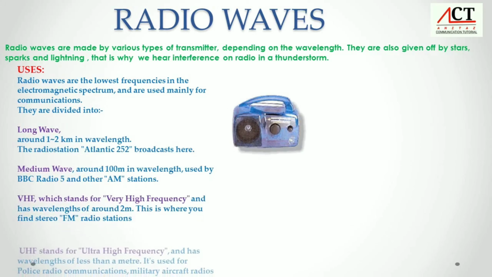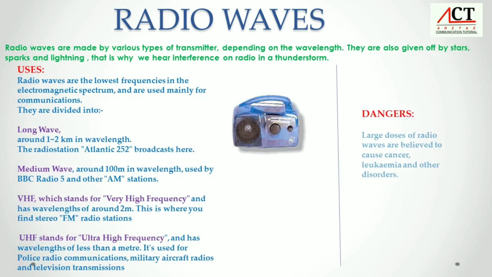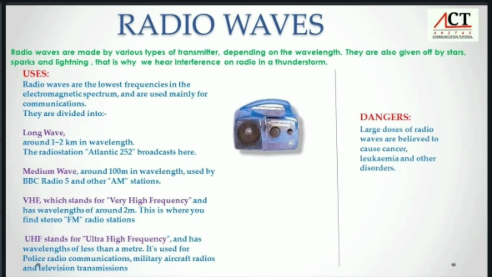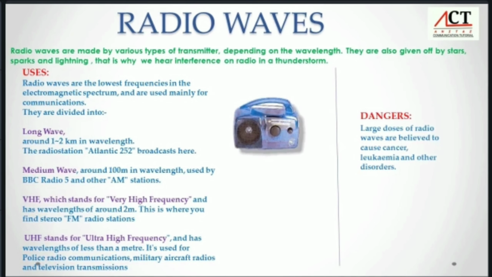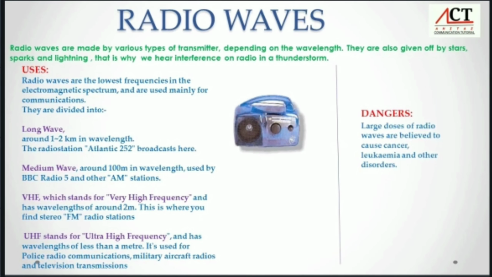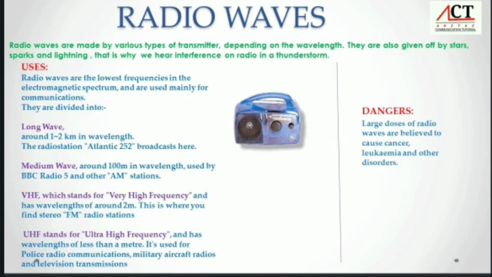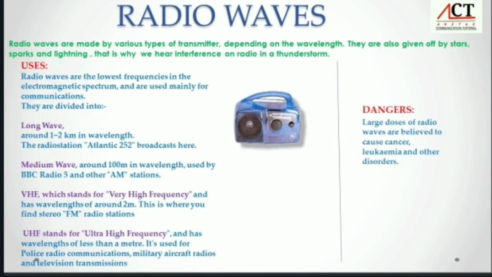Medium waves are around 100 meter in wavelength and are used by BBC radio and AM stations. Very high frequency waves have wavelength of around 2 meter and are used in FM radio stations. Ultra high frequency waves are less than a meter and are used for police radio communication and in television transmissions. Dangers of radio waves is that large doses of radio waves are believed to cause cancer and leukemia and other disorders.